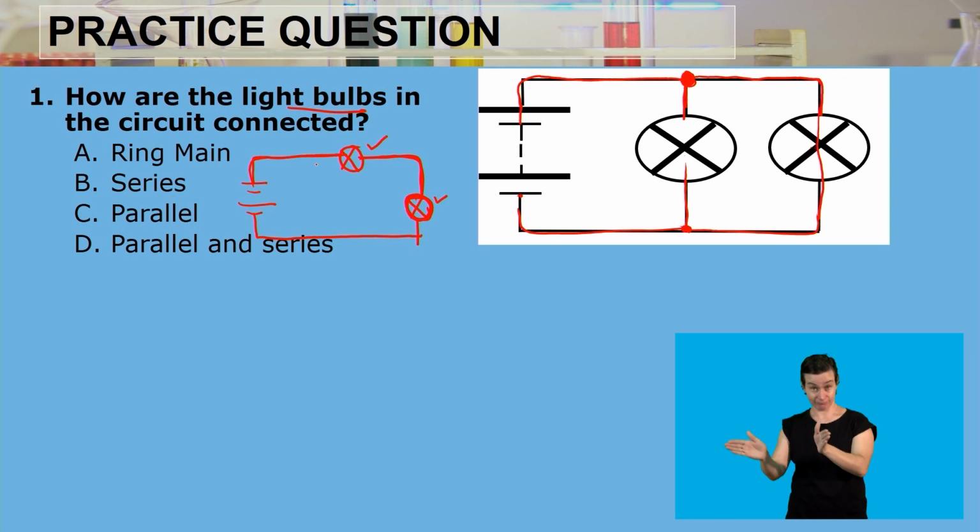In series, the current doesn't divide. The current is going to be equal at whatever point you measure it from, whereas in parallel, the current depends on where you are measuring it from. If you are measuring it before it divides, it is going to be greater than the current measured at any of these two resistors that you have here in parallel. So when looking at this question, our answer is going to be C.